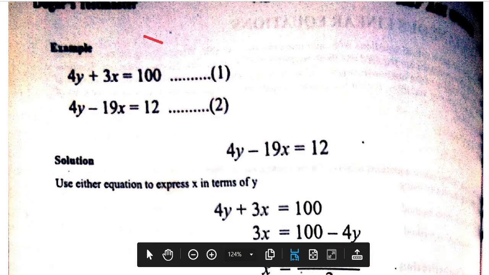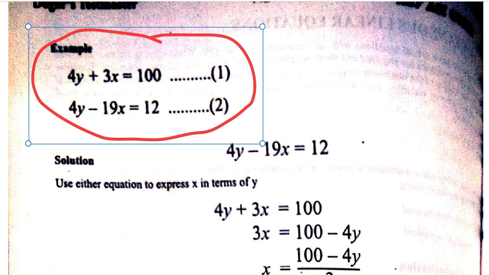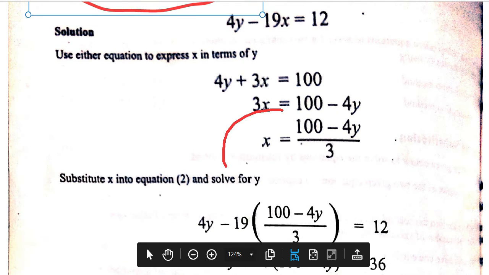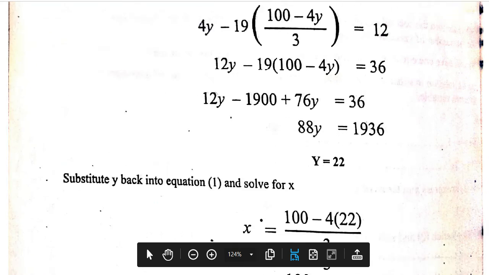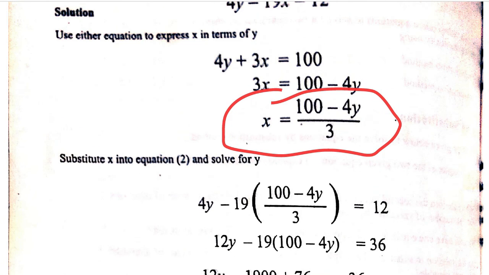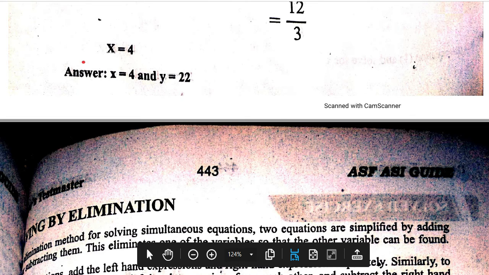This is another example of simultaneous linear equations. We will find the value of x or y from this expression. So here we are finding the value of x and then putting this value in equation number 2. After putting it, y will be equal to 22, and after putting the value of y in the value of x, we get x. So our final solution is x equal to 4 and y equal to 22.